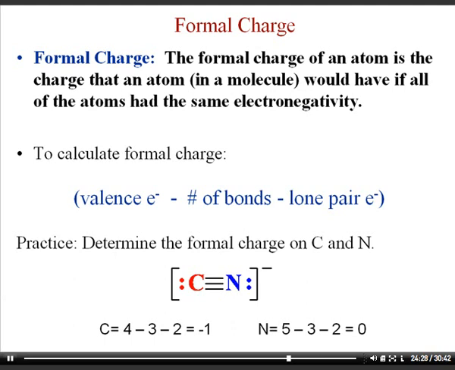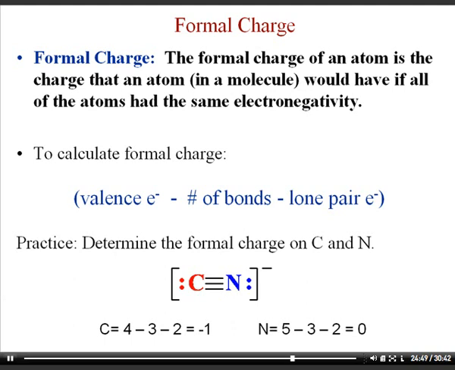Now you can always double check your answer, because if you add up all the formal charges, that's going to be the net charge on the molecule. In this case, it's the cyanide ion, which has a net -1 charge, as shown outside the brackets. So when you look at carbon's formal charge of -1 and nitrogen's formal charge of 0, you end up getting that net charge on the ion.